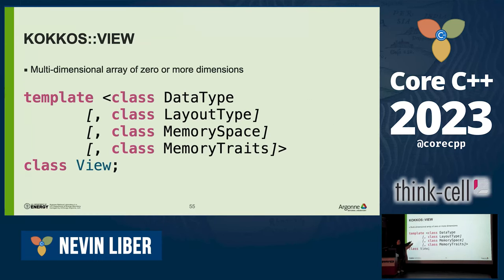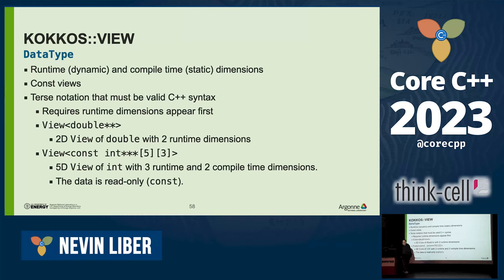So here's what the Kokkos view interface looks like, and I'll get into how it's implemented, because it's not like this. Data type, that's the same as element type. And you can mix runtime and compile time dimensions. There's kind of this weird terse syntax for it. If you write double star star, star means, like a regular expression, matches anything. So this is a double with 2 runtime dimensions.